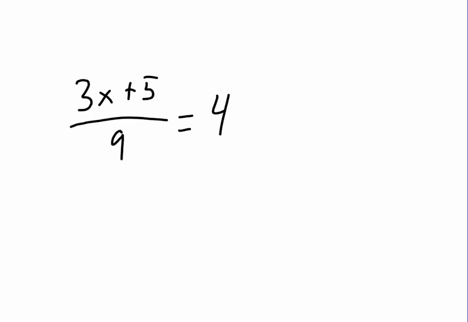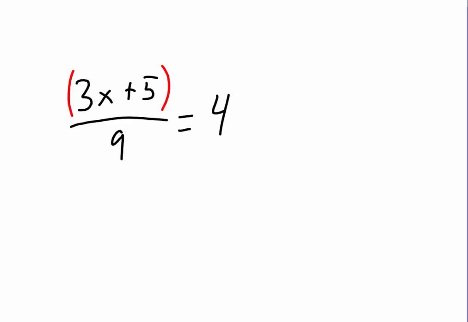Now a lot of people are used to saying, oh, well, we got to get rid of that plus 5 first, and then we get rid of the 3, and so on. But there actually are some parentheses here that we don't see. They go around the numerator, and so we got to get rid of the stuff outside the parentheses first.